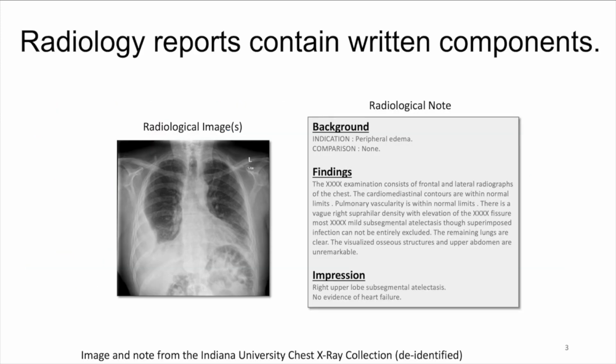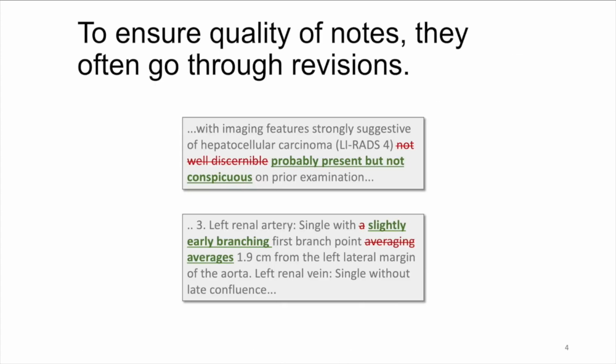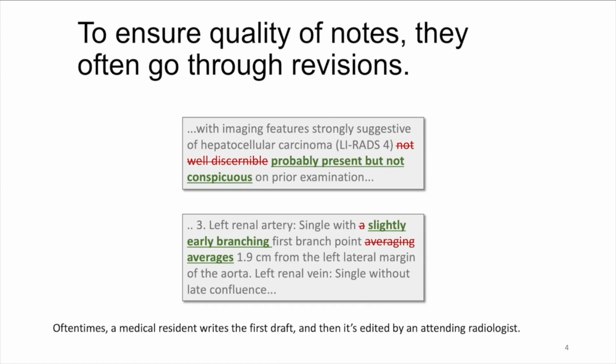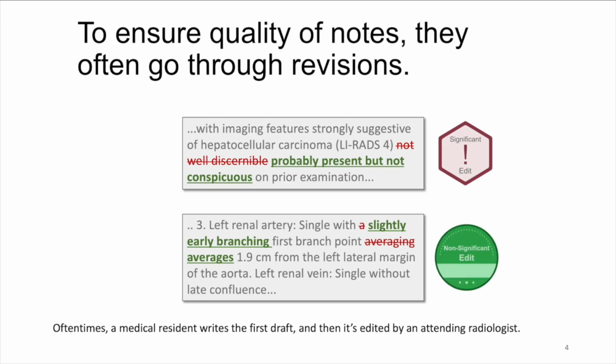And finally, that the text representation matters a lot, both in terms of contextualization and using proper training in the medical domain. Radiology reports, in addition to the radiological images that are taken, contain written notes that cover background information, findings, and an overall impression. To ensure the quality of these notes, they go through a variety of revisions. In these particular cases, we see reports that were written by a medical resident and then edited by an attending radiologist. These edits can be purely stylistic, or they can contain substance. So the top one up here contains significant edits because it suggests that something was significantly different in the observation. Whereas the second example has simply stylistic changes.